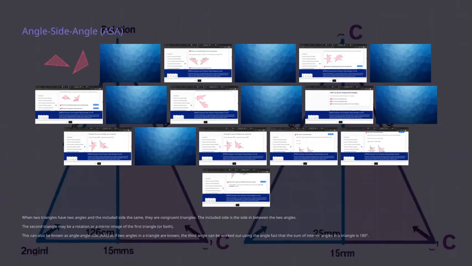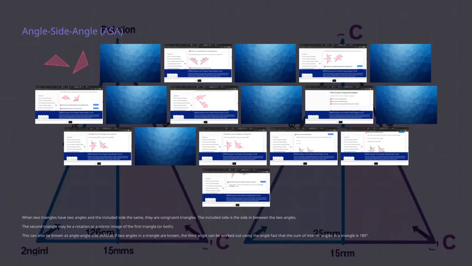So let's talk about the angle-side-angle, or ASA, criterion for triangle congruence. When two triangles have two angles and the included side, the side in between those two angles, the same, we know that these triangles are congruent. That means they are exactly the same shape and size. An important point here is that the second triangle might be a rotation or a mirror image of the first one, or even both. It doesn't have to be oriented in the same way.